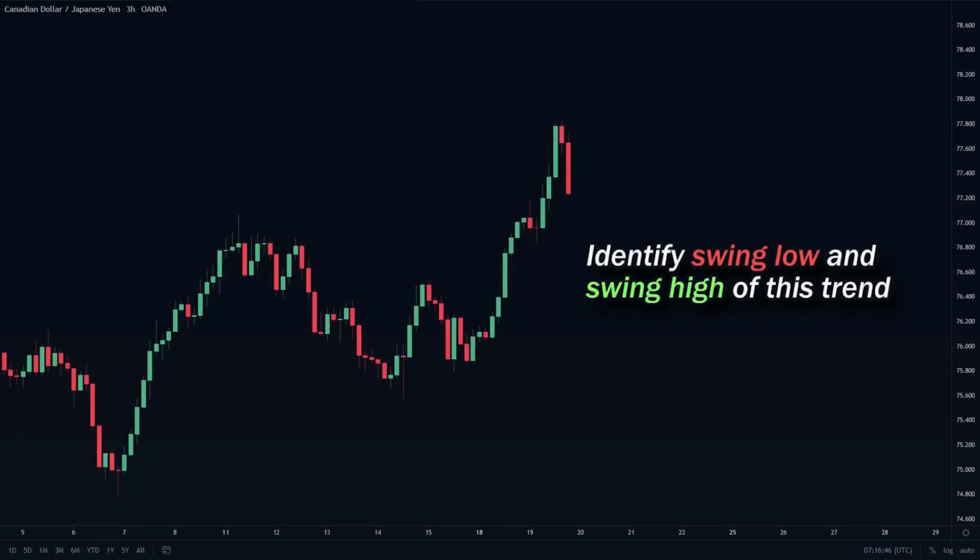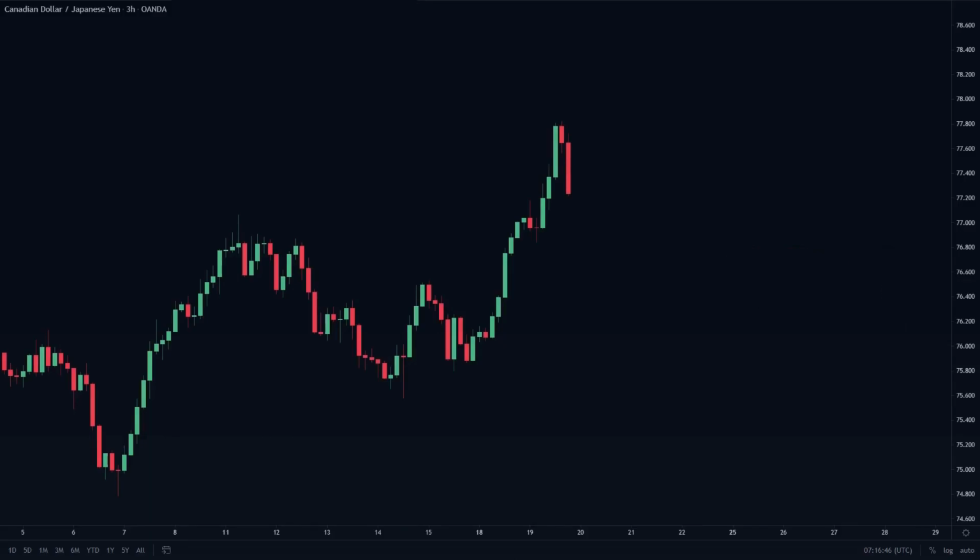A swing low refers to the lowest point the price reached before reversing upwards. Over here we can see that the price slightly went down before reversing back up, and at this period, this was the lowest point. And so this will be our swing low.